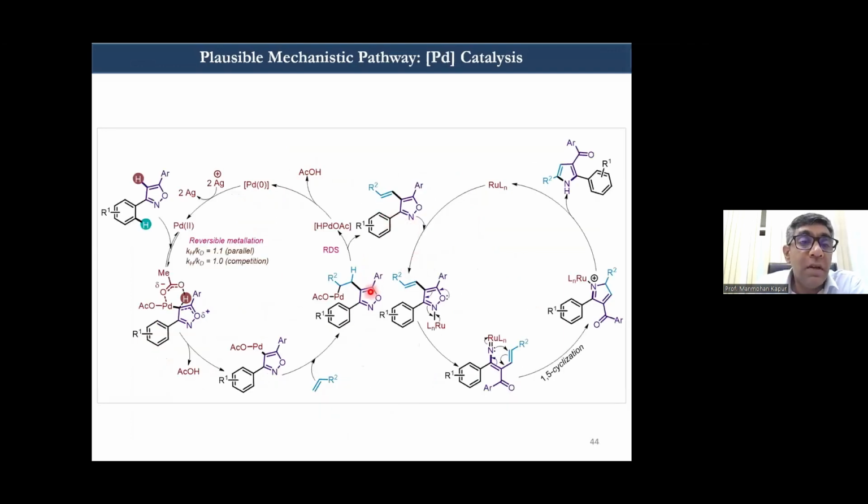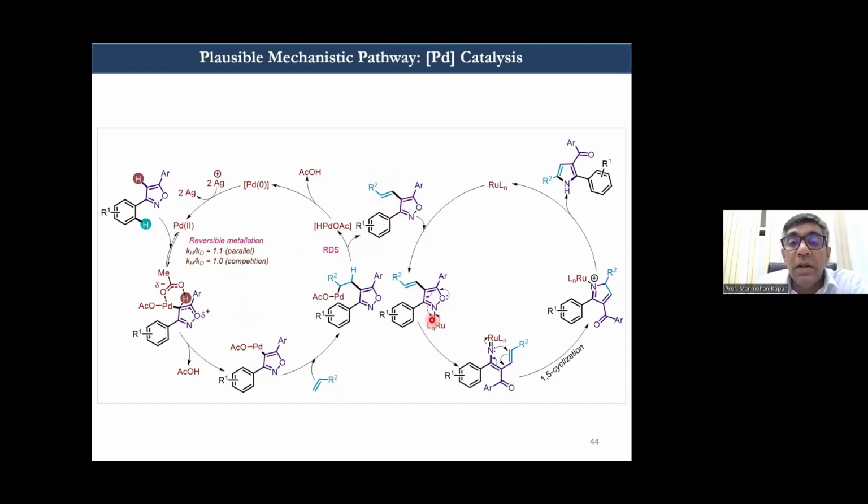Whereas in the palladium case, now you have an electrophilic metallation. In this particular case, the kinetic isotope effect was just about 1. We get this palladated species, carbopalladation, followed by beta hydrogen elimination, which was found to be the RDS. We'll let you know why. And then you get the olefinated product at this particular position.